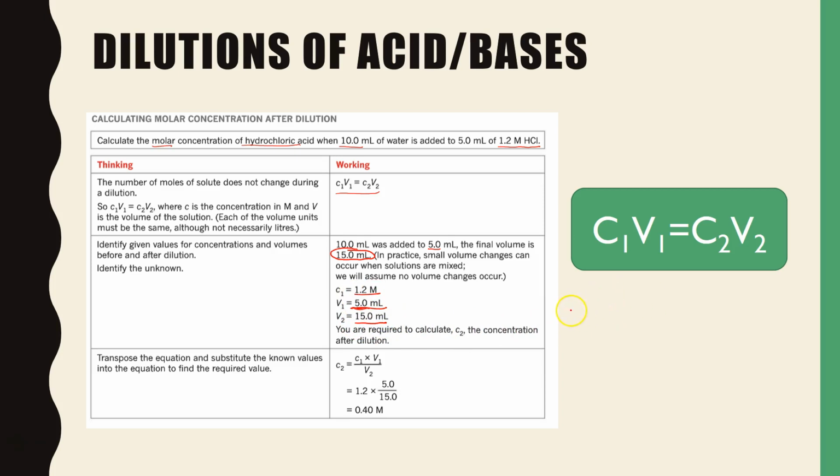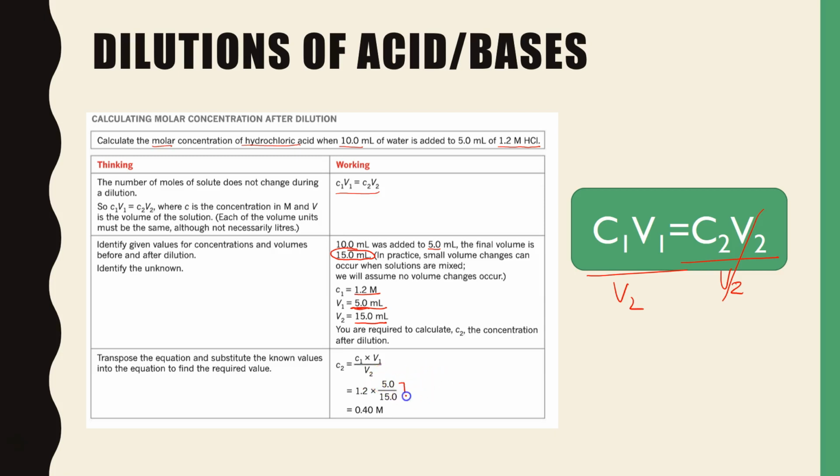We want to find the molar concentration of the final solution. So in order for that to happen, we need to know C2. In order to calculate C2, we rearrange the equation where we divide this side by V2 to get C2 by itself, which means we'll have C2 equals C1 times V1 over V2.